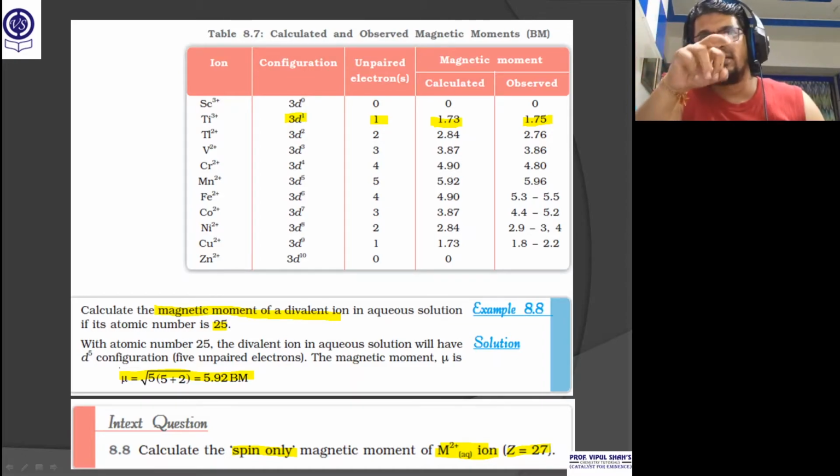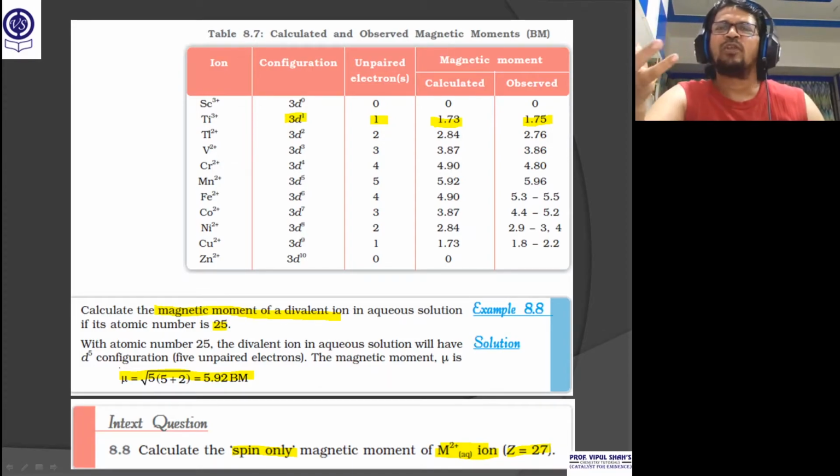So if n is 3, then root of 3 into 3 plus 2. 3 plus 2 is 5, 5 into 3 is 15. That's root 15. The answer will be close to around 3 point something, around 3.8 or close to 4. So 3.87 is the correct answer. Clear everybody, how to calculate? Everybody understood how to do it?